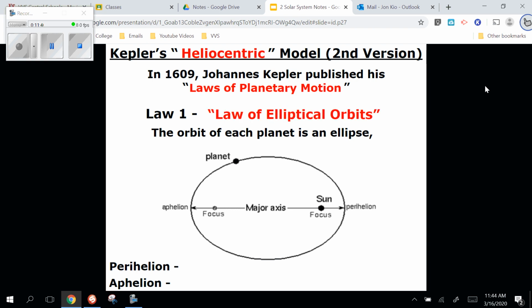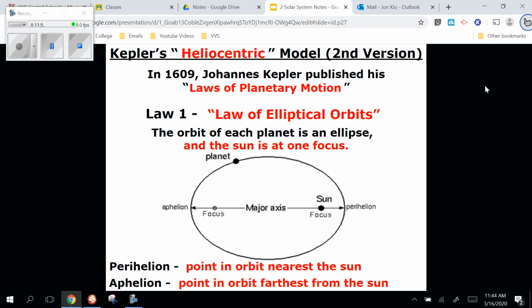The first law was he discovered there's an elliptical orbit. And in an elliptical orbit, sometimes the planet is closer to the sun and sometimes it's further away. Those two terms are called perihelion and aphelion. When the sun, which is the focus, is closer to the planet, or when the planet's closer to the sun, that's perihelion. When it's furthest away, that's aphelion.